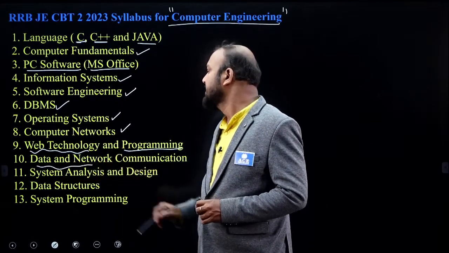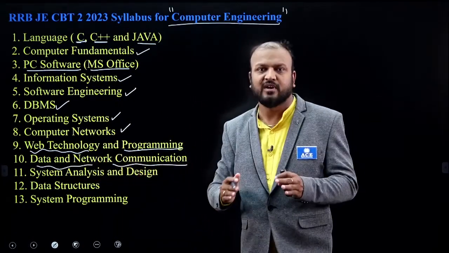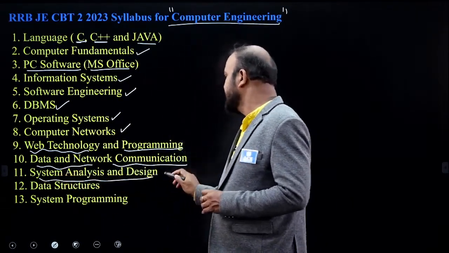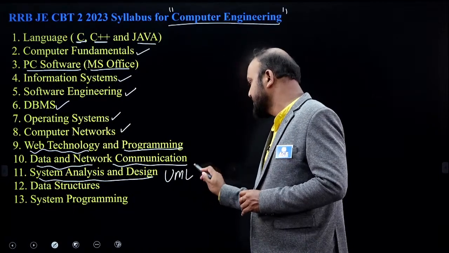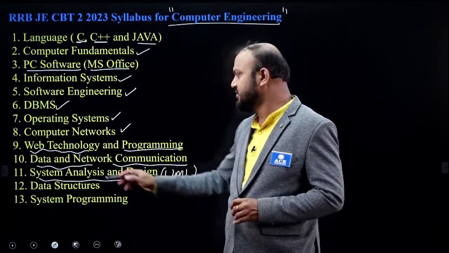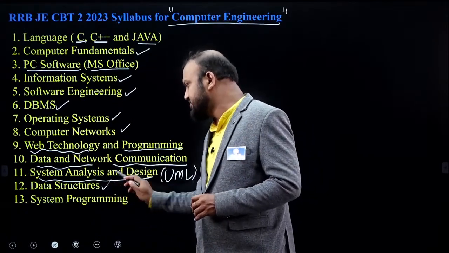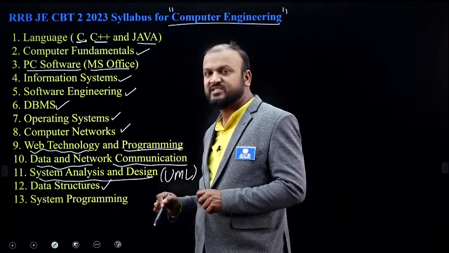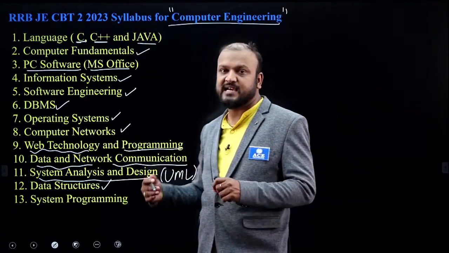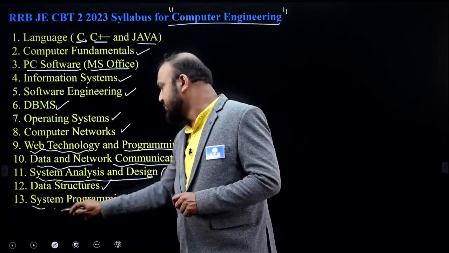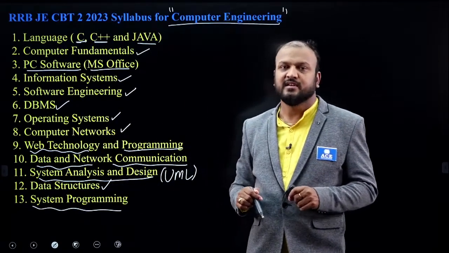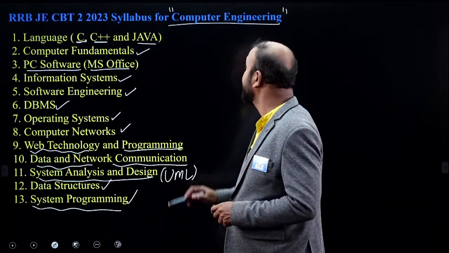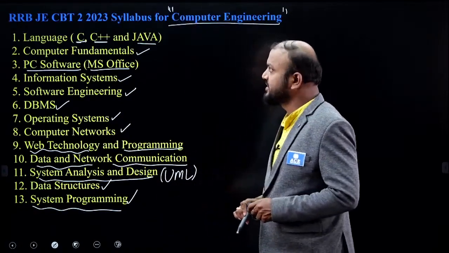and data and network communications, generally people call it DCCN, data and computer networks, and system analysis and design, where generally we use unified modeling language. This is used for designing. Data structure concepts, actually the topic is data structures through C++, more specifically C. Data structures through C++ will have stacks, queues and all. And system programming generally consists of compilers, assemblers, linkers, loaders; those topics are included in system programming. This is especially for computer engineering.